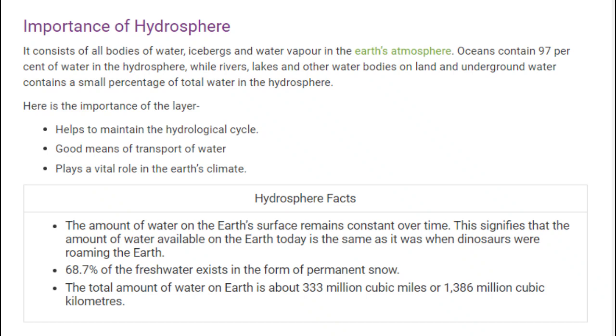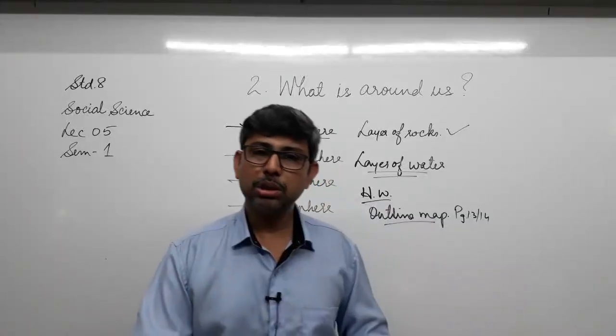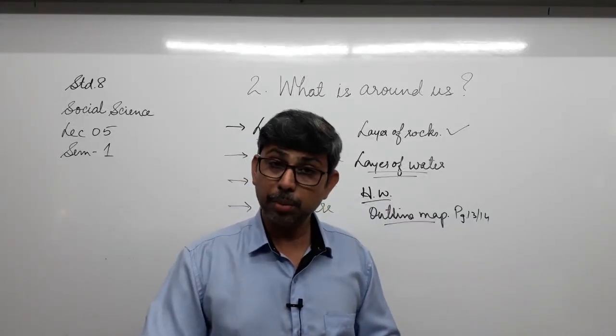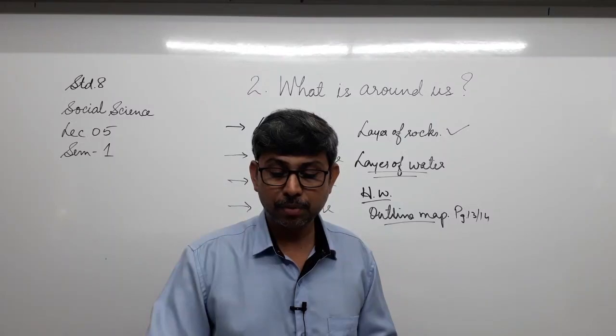So we are deprived of such a good source of water because it is in a permanent form of snow which we cannot procure. The total amount of water on the earth is about 333 million cubic miles, or we can say 1386 million cubic kilometers. Well, this was some important information that I shared with you about the hydrosphere facts.